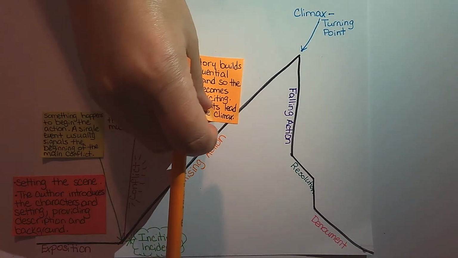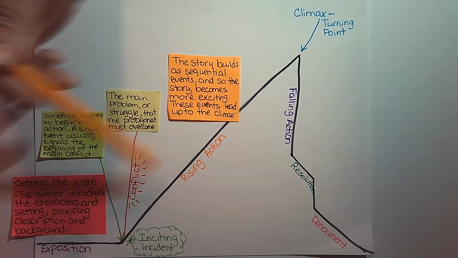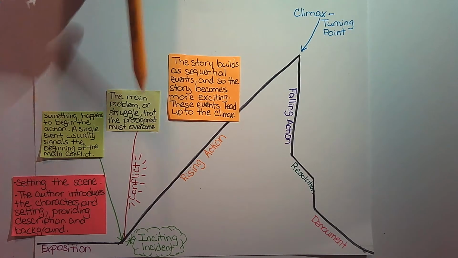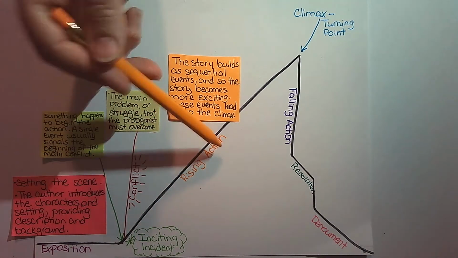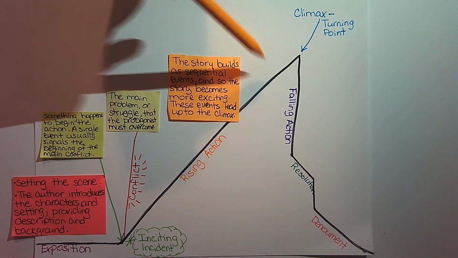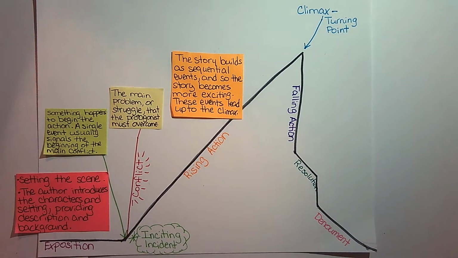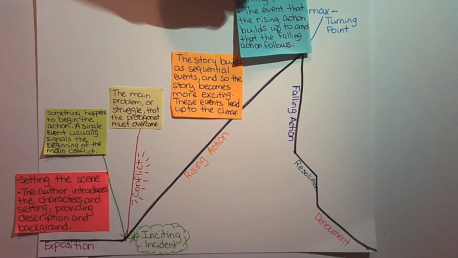Rising action, guys, is simply the events that build the story. So they happen in order. One thing leads to another, and because of that, the story becomes more exciting. These events eventually lead to the climax. This is where your protagonist is trying to solve this problem, but things keep getting in their way, and then something else gets in their way, and then they try another way and something gets in their way. And the tension of the story continues to build as they're trying to resolve that problem until you get all the way up here to the climax.